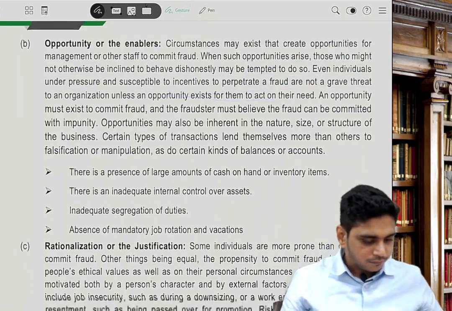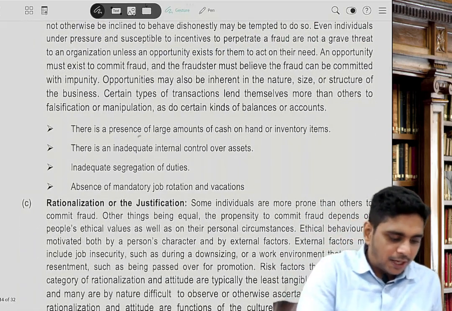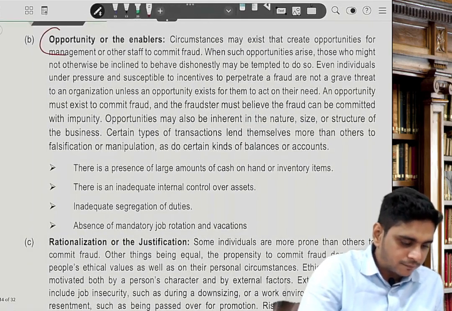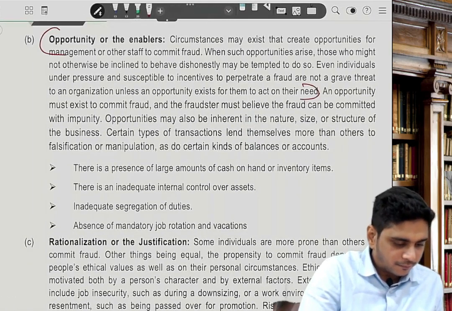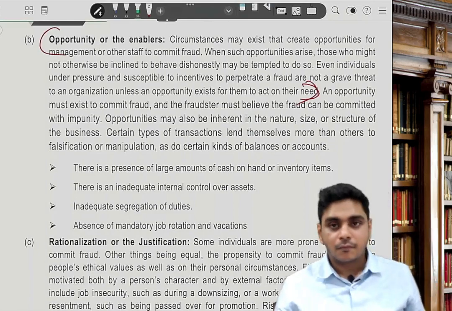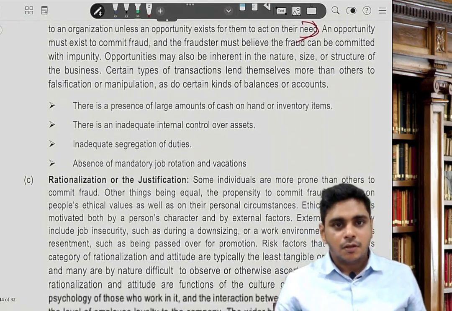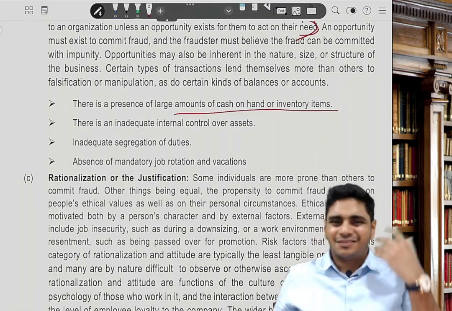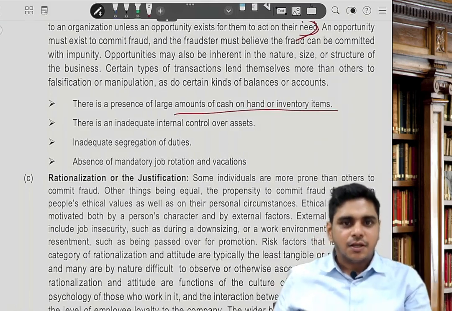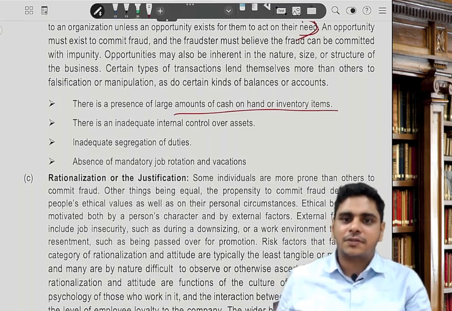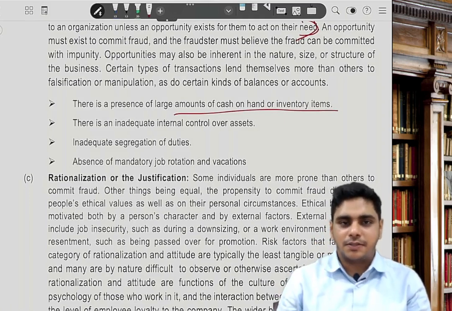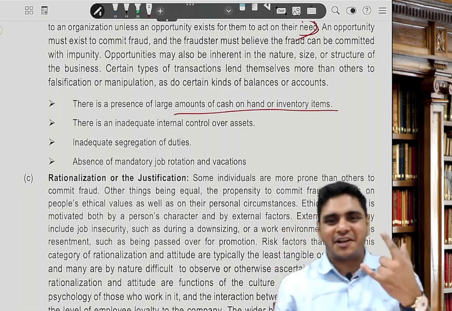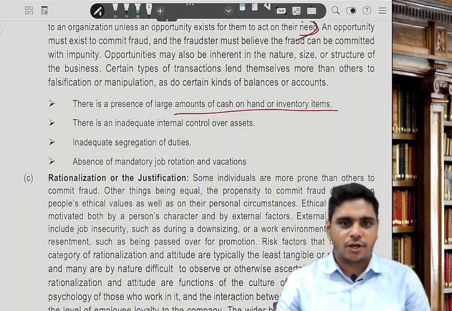Okay. Now there is a large amount of cash. So still here you will mark from opportunity till here. Now there is a presence of large amount of cash on hand or inventory items. Nobody will check. Let's take it. There's an inadequate internal control over assets. Like for example, boss's car is there, boss's scooty is there. Full petrol it is. Let's go and roam. Valentine week coming. Let's brother enjoy.